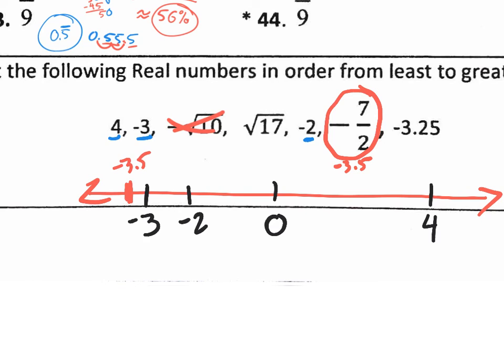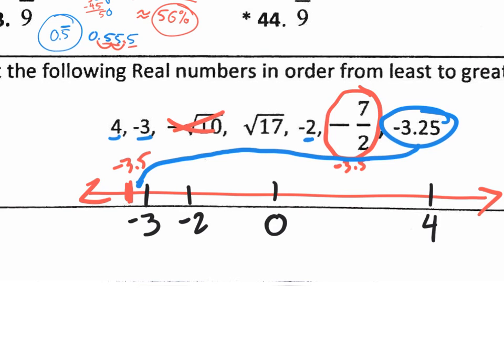Where would negative 3.25 be at? In the middle of negative 3 and negative 3.5. Right in between negative 3 and negative 3.5. Okay? So here's like, you owe somebody $3. You owe somebody $3.25. You owe somebody $3.50. So it'd be right in between. Okay? Which one's the only one we're missing?